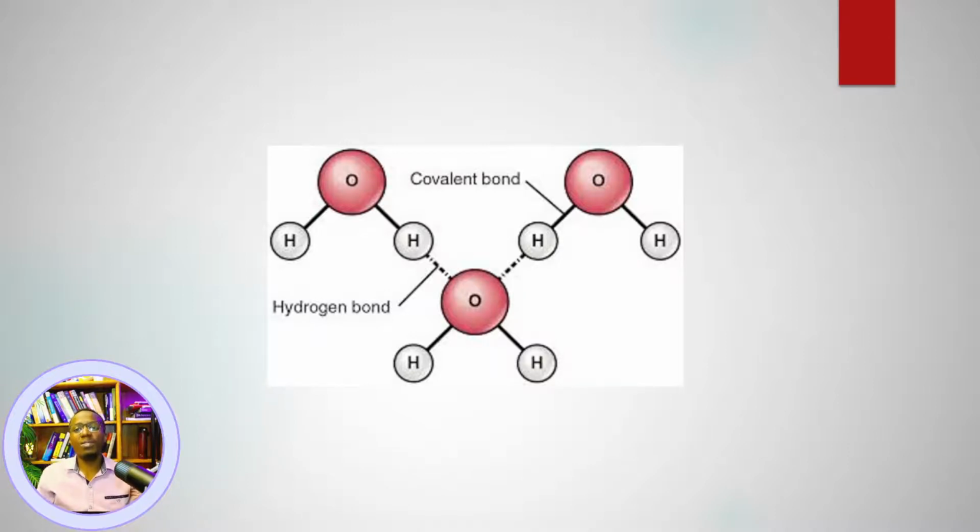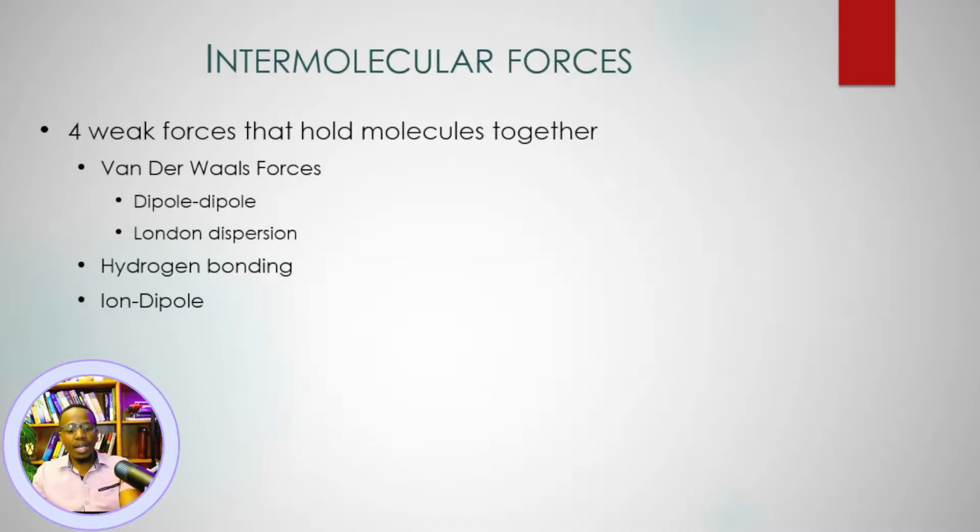And hydrogen bonds are really, really important in nature. It's pretty much one of the reasons why we are alive. And we'll talk more about that. But hydrogen bonds occur between hydrogen and oxygen, nitrogen, and fluorine. And these are special types of dipole-dipole interactions.